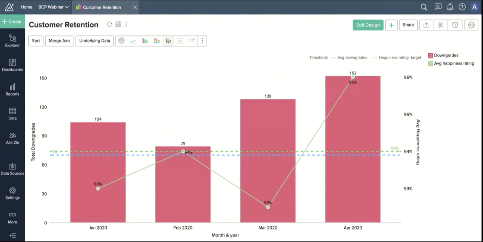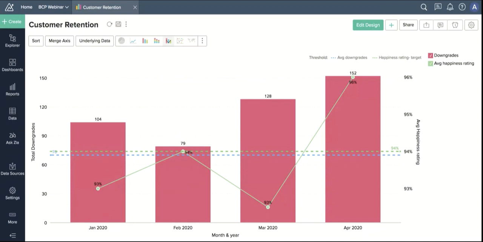Now, analyzing the downgrades trend over the last 4 months, you can see that the downgrades are picking up from March and it has touched a high of 152 in the month of April, whereas your average downgrades has been only 70. Today you stand more than double at 152. Now you might further want to probe why the downgrades are happening. Certainly it's not because your customers are unhappy, but it's something beyond that.